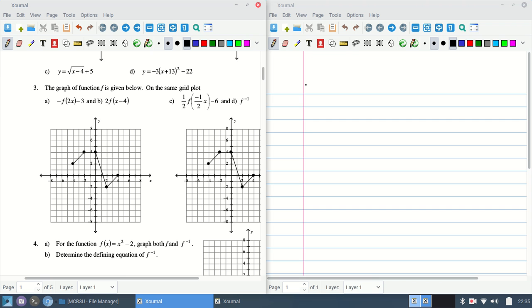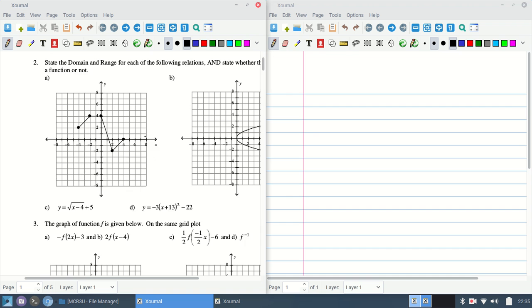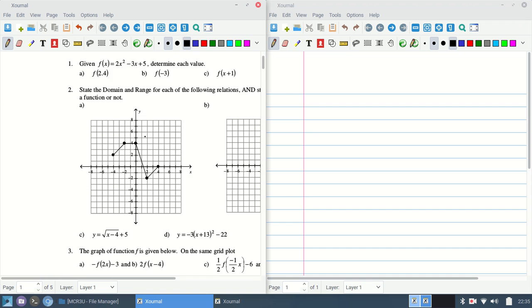So last we left you, we talked about inputting numbers or expressions into functions, evaluating. We talked about finding the domain and range and what makes a function a function. That was passing the vertical line test.